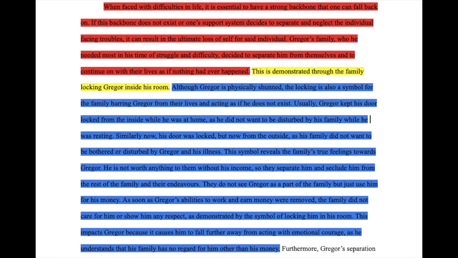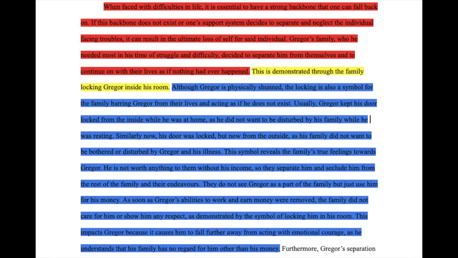And then highlighted in yellow is a piece of textual evidence that we'll be deconstructing. So this is demonstrated through the family locking Gregor inside his room. That's all the textual evidence we need. And then we'll move on to the statement of significance, which is highlighted in blue.